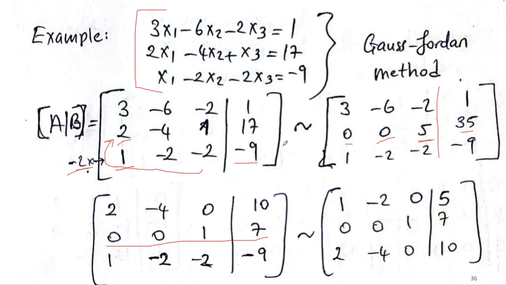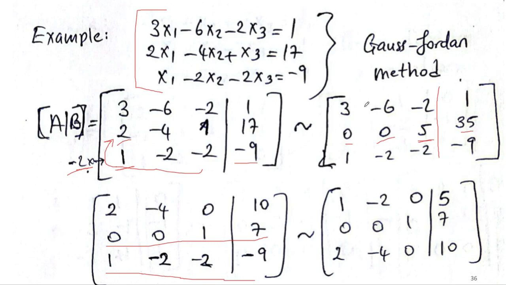So we have our 0, 0, 1 here. And then we have the third row remaining the same. This is our second row, and then we have the first row. The first row here, as you see, if we subtract the last row, this can be written as 2, minus 4, 0, and 10.